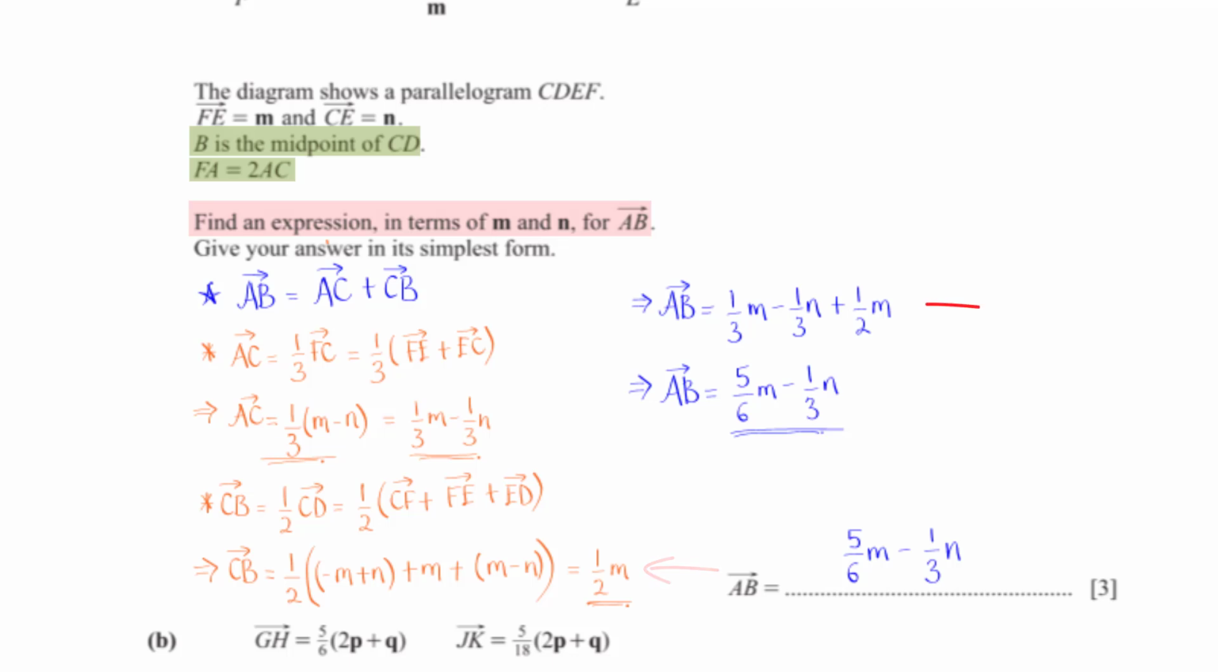And so for AB, we have AC, which is 1/3 m minus 1/3 n, plus CB, which is half m. 1/3 m plus 1/2 m gives us 5/6 m. And so our final answer becomes 5/6 m minus 1/3 n.